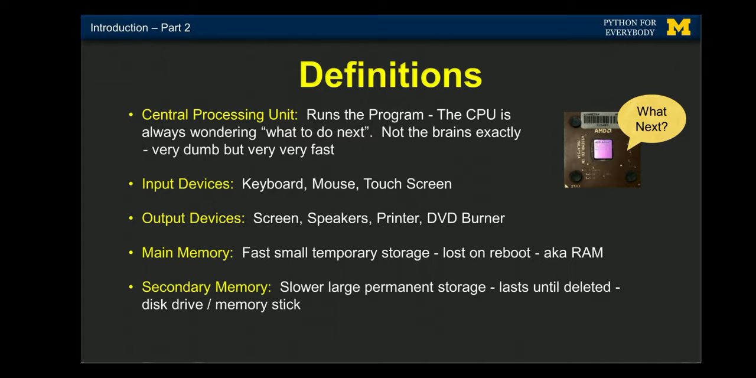There are input devices through which we provide commands to the computer, such as keyboard, mouse, touch screen, microphone, and web camera. Output devices are what we get out of the computer, for example screen, speaker, printer, DVD burner, etc. Coming up further is main memory: fast, small, temporary storage, lost on reboot, aka RAM.